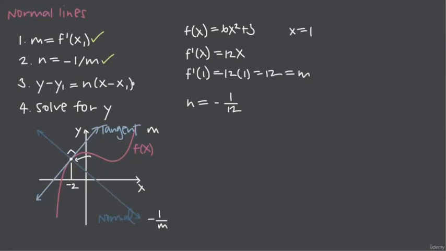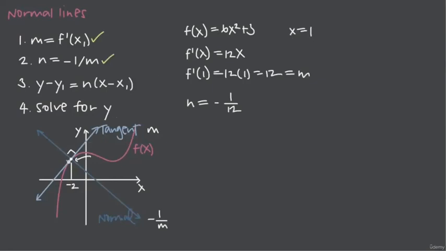Step 3 here, this is just the formula for the equation of the line. You can see that we're using the slope here, n, for the normal line. And then we have to plug in for x sub 1 and y sub 1. Well, we already have x sub 1. This is the x value at the point that we're interested in. But we also need to have y sub 1. The way that we find that is by taking this value of x and plugging it into the original function.